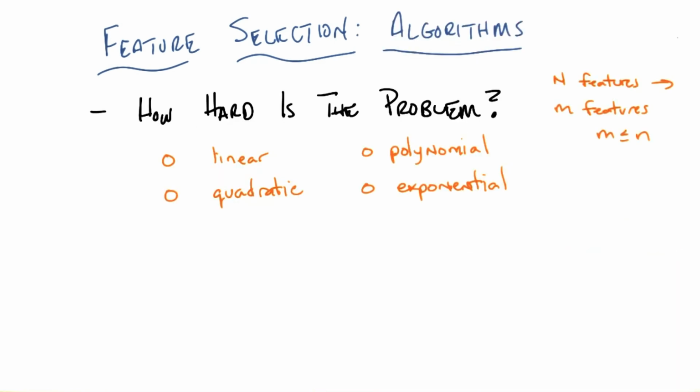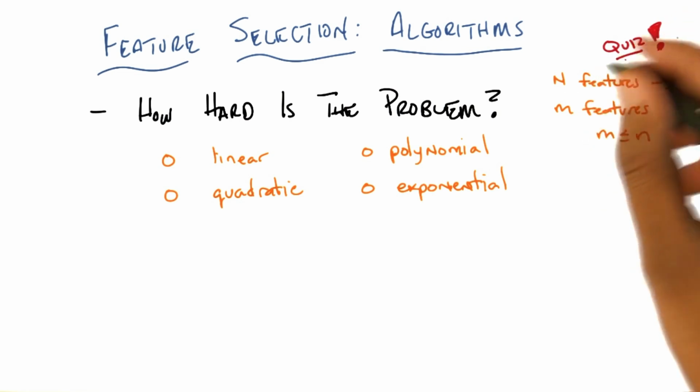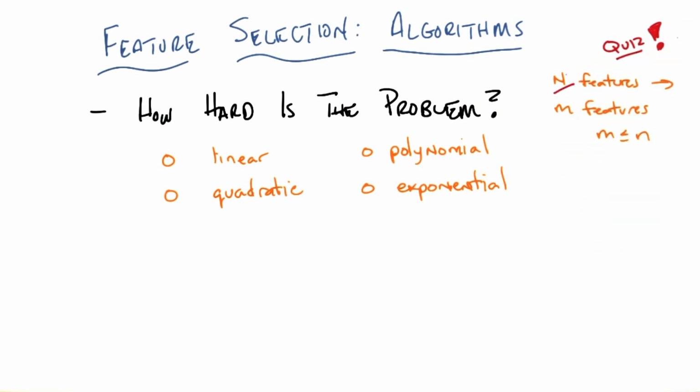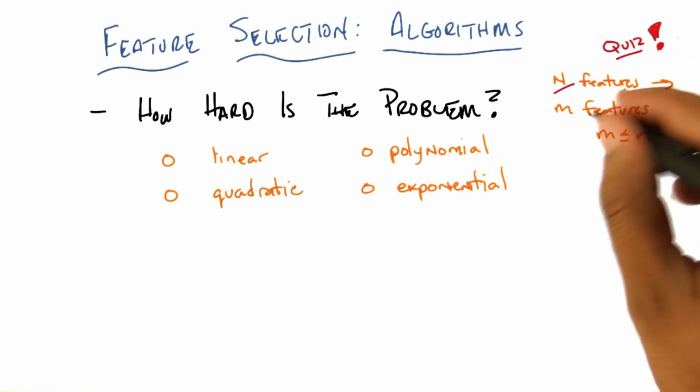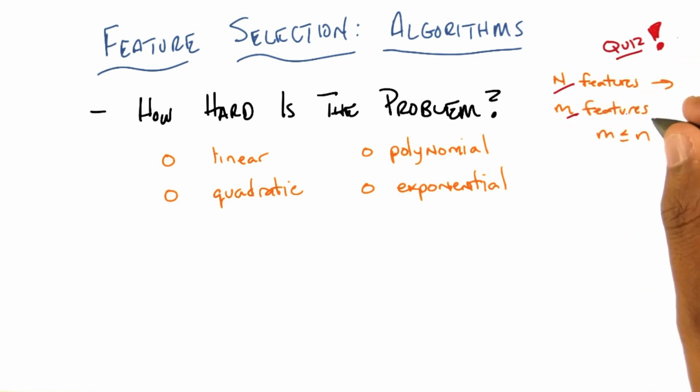Okay, so Michael, I want to go into some algorithms, or at least some classes of algorithms. But before we do that, I think it's useful to ask a very simple question, which is exactly how hard is this problem? And to help answer that, we're going to do a quiz because you like quizzes. So here's the quiz. You've got a set of data with n features, and your goal is to find a subset of m features where the size of that subset is no greater than the original set of features n, which makes sense.